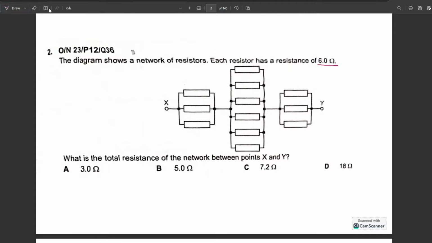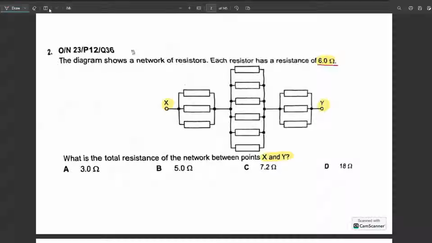Okay, let's see this MCQ. The diagram shows a network of resistors. Each resistor has a resistance of 6 ohms. What is the total resistance between the network points X and Y? You have to calculate the total resistance between point X and Y. How will you do that?